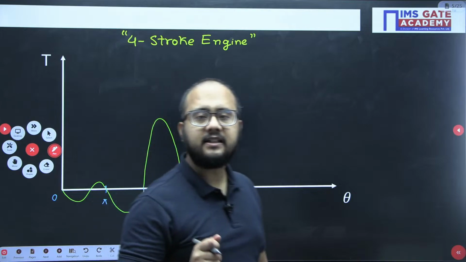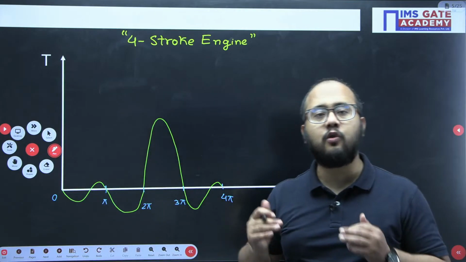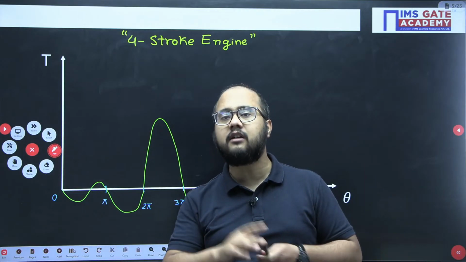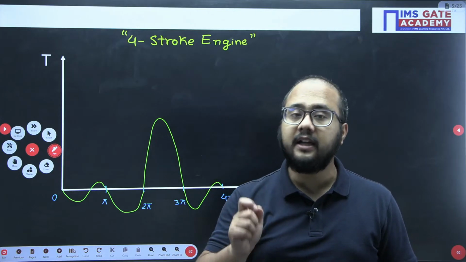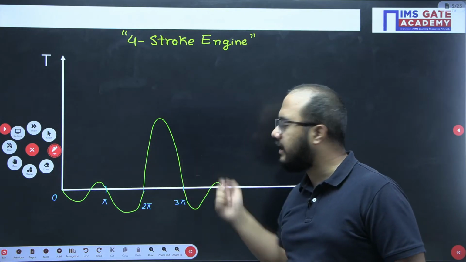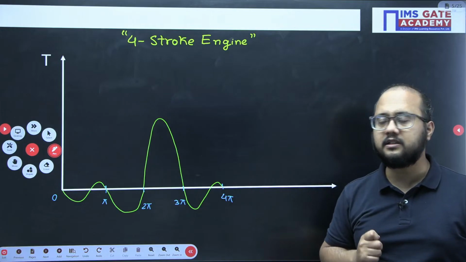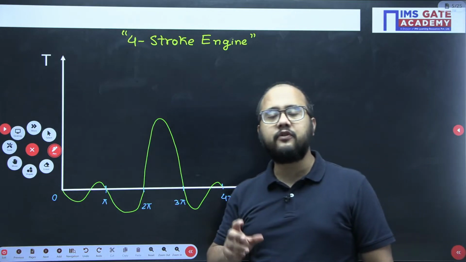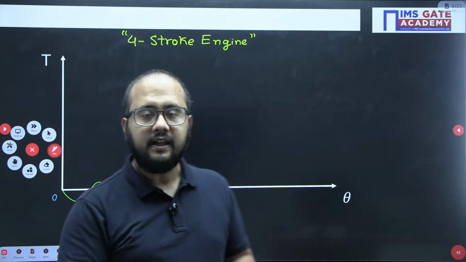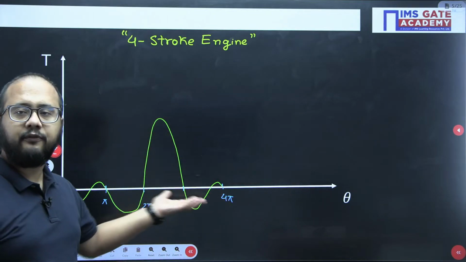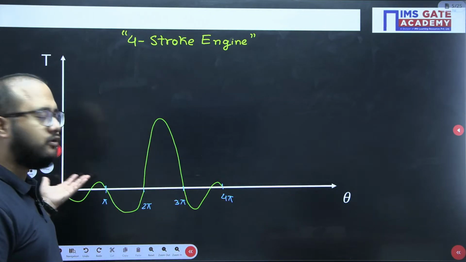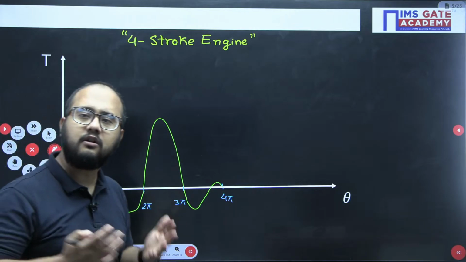But if I ask you, in order to overcome the load on the engine, we need a constant torque value. We need a constant torque value, but this is what we are getting from the engine. So in order to run an engine with a constant torque, how can we use this kind of engine where this kind of fluctuations will be there? How can we use it? Because we want a constant torque value.